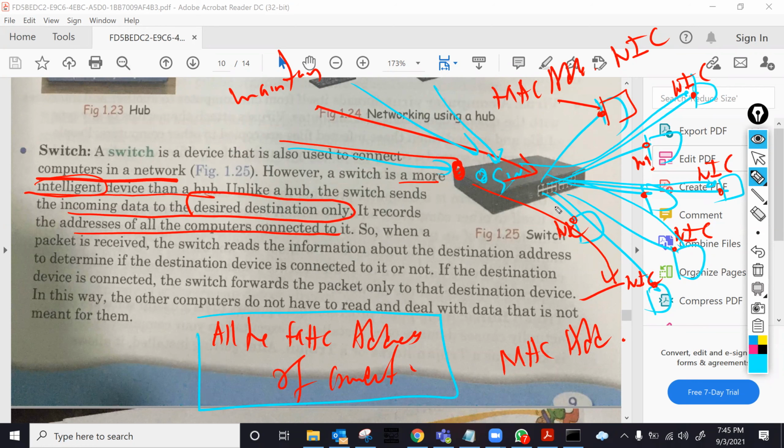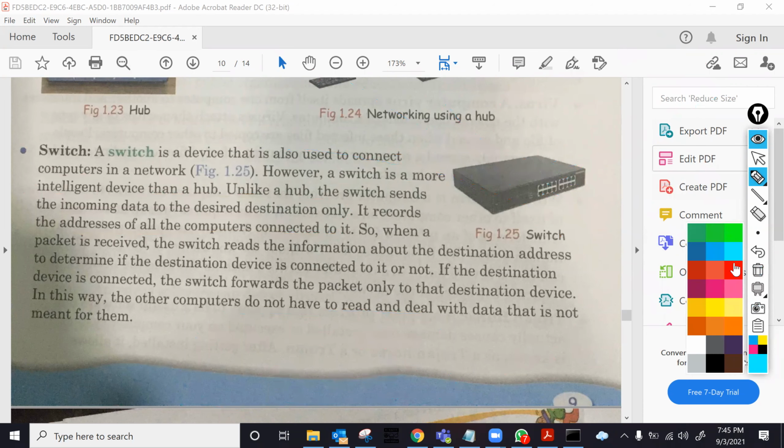The switch keeps the records of every NIC of the computers connected to it. So once the data comes, it checks the destination address. If the destination address belongs to the table of MAC addresses, it sends the data only to that particular port. I think you are clear now. Yes, sir. Clear.